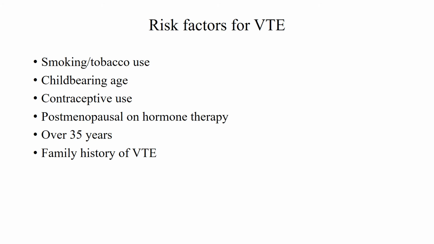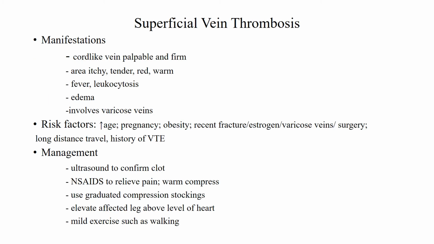Risk factors for venous thromboembolism include the use of alcohol and tobacco, women in childbearing age and using contraceptives, postmenopausal women on hormone therapy such as estrogen, those over the age of 35, and of course the family history of venous thromboembolism. So as mentioned earlier, blood clots in the veins include those involving the superficial veins and the deep veins.